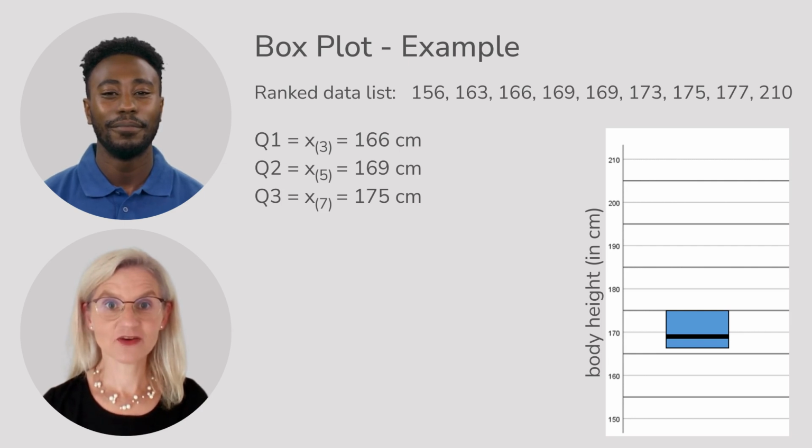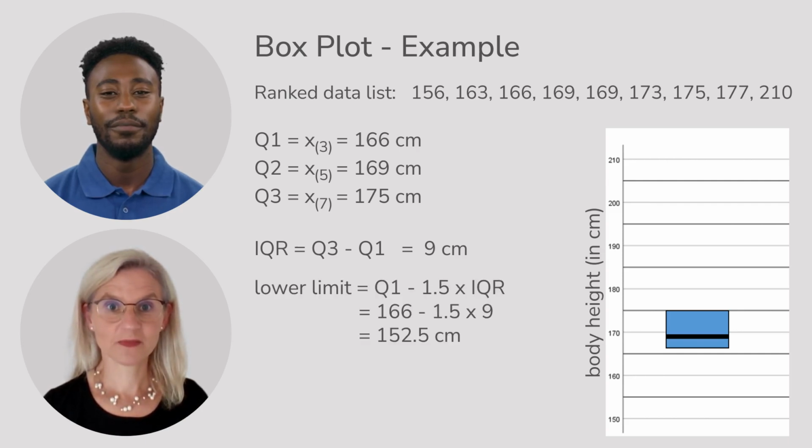Those come next. We first work out the normal range of the data. We need the interquartile range, the IQR. That's Q3 minus Q1, which is 175 minus 166, and that equals 9 centimeters. The lower bound is Q1 minus 1.5 times IQR, which is 166 minus 1.5 times 9, and that equals 152.5 centimeters. So the normal range starts at 152.5 centimeters. Our smallest observation is 156 centimeters, so there are no unusually low values. The lower whisker stops at 156 centimeters.